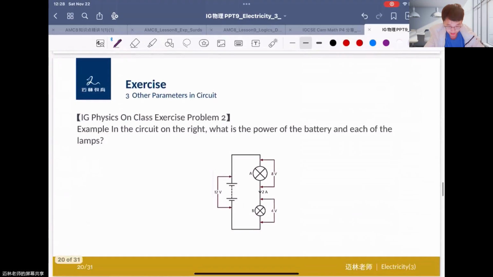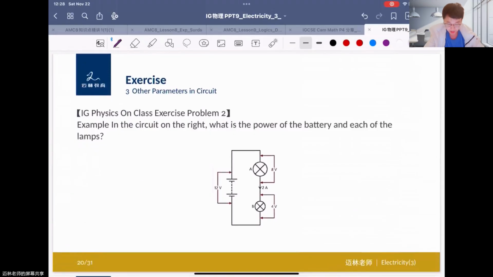Okay, and here's an exercise. For example, in the circuit in this figure, find the power of the battery and each of the lamps. So for this problem, you can find this is 12 voltage, right? And the current here is 2 ampere, and maybe the first lamp is very big. You can find the size is very big, right? So maybe it takes a lot of voltage, or potential difference. The potential difference here equals 8 voltage, and here the potential difference equals 4 voltage.